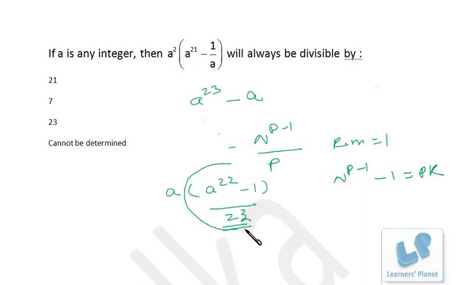The same thing you can make comparison from this. Okay, here p minus 1, that is 23 minus 1, that's 22, and p is 23. Okay, and in this case the condition is a and 23 should be co-prime to each other. So when a and 23 are co-prime to each other, a raised to 22 minus 1 will be divisible by 23. In that case the remainder is 0, or we can say a raised to 22 minus 1 is divisible by 23. Now what if a is not co-prime to 23?